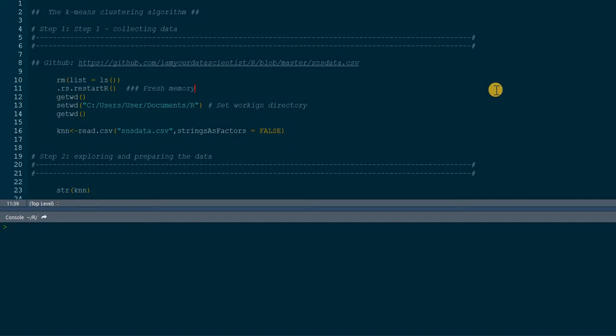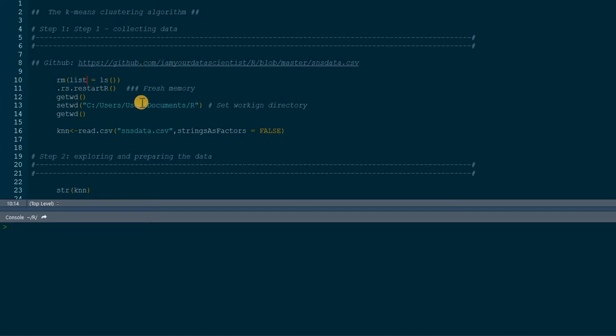But without further ado, I think we've had enough talk on the k-means clustering algorithm. Let's jump straight into the tutorial. So today I've chosen this data set of social networking services. You can get this data set from my GitHub.